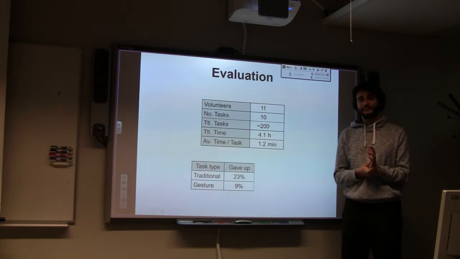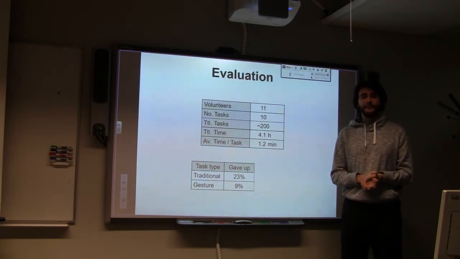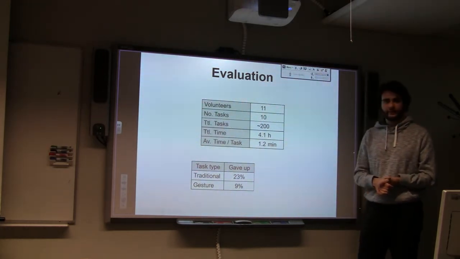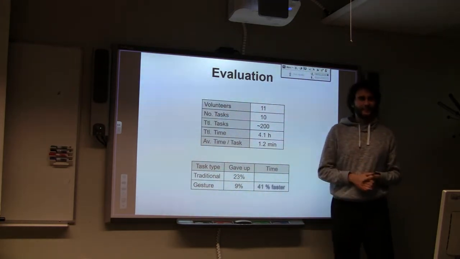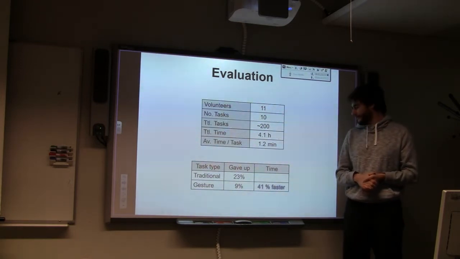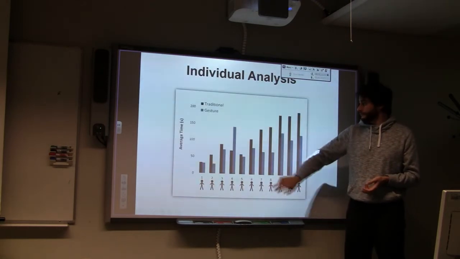Sometimes people gave up. This is not an easy task to do. It's quite hard to find a trajectory in that kind of mess. But people gave up less in the traditional approach than in the gesture approach. And from a wasted time point of view, the gesture variant was 41% faster than the traditional approach.